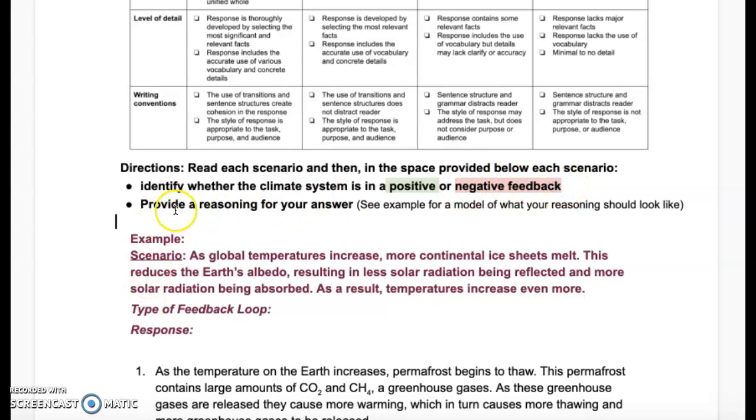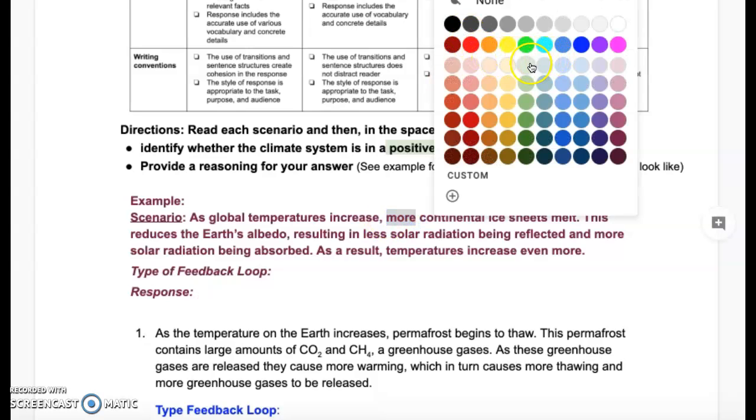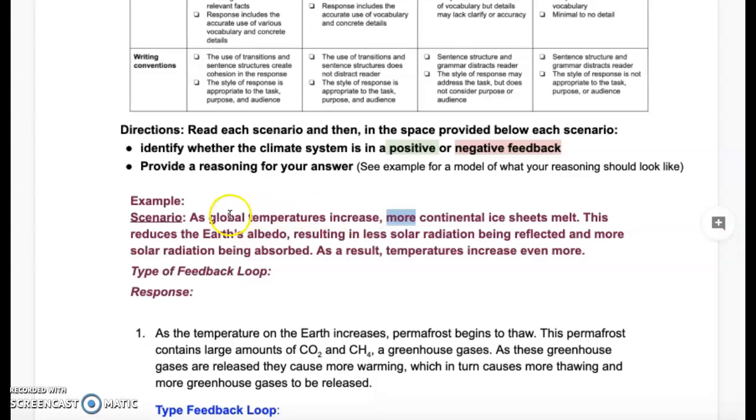And then I see that we're also going to need to provide reasoning for our answer. I'm going to show you an example of how I would answer it. So let's read the scenario. As global temperatures increase, more continental ice sheets melt. Okay, so I see this word more here. This reduces the Earth's albedo, resulting in less solar radiation being reflected and more solar radiation being absorbed. Okay, that's interesting. So I see more radiation is being absorbed, right?